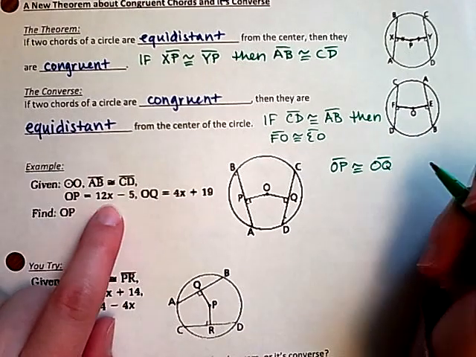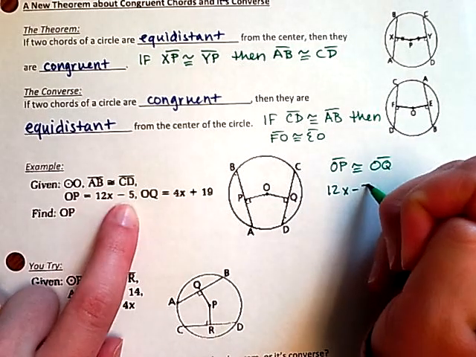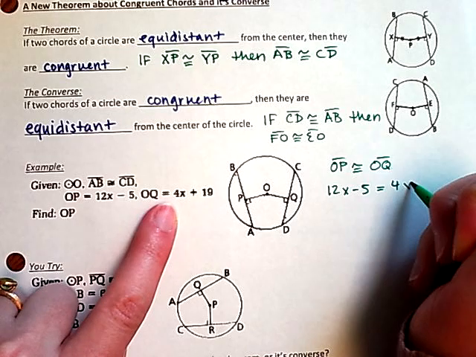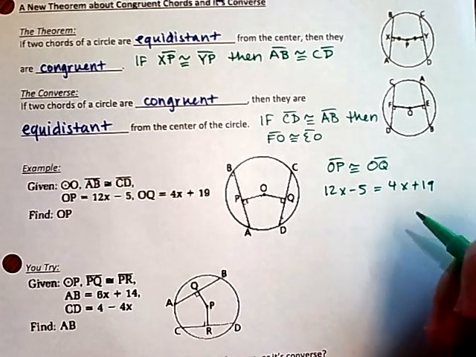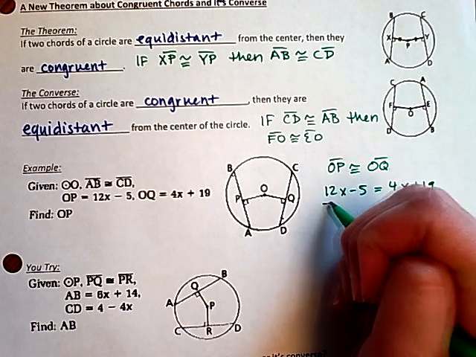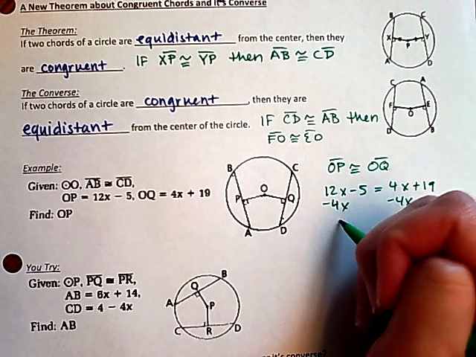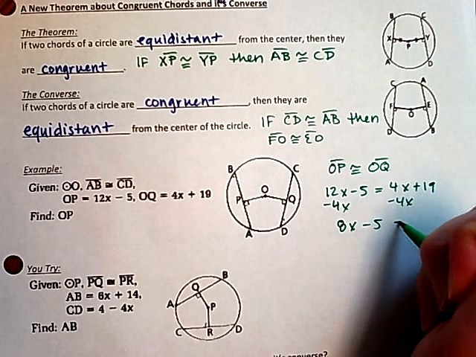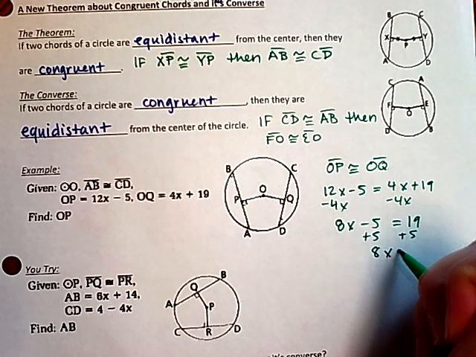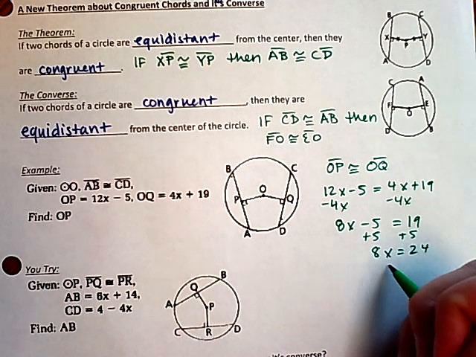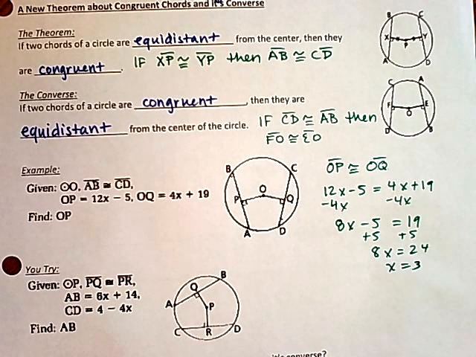That means I can set equal 12x minus 5 and 4x plus 19. And from here, this is just an equation I can solve. So I could subtract 4x from both sides. So now I have 8x minus 5 is equal to 19. I could add 5, and then I get 8x equals 24. Divide by 8, and I get x equals 3.